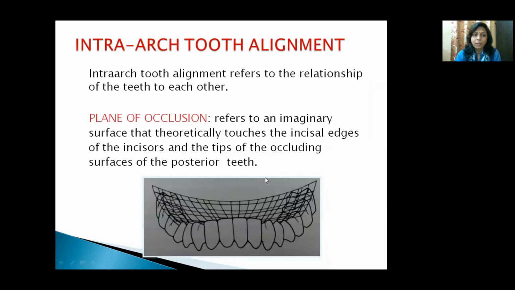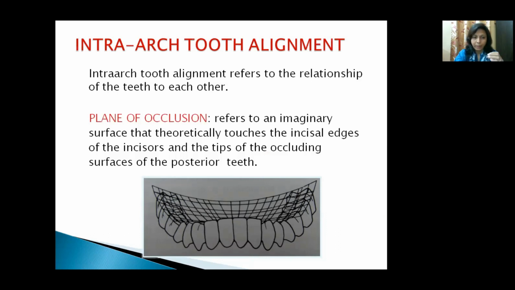Coming to the intra-arch tooth alignment. As we talked about, occlusion is the completeness of all the things: teeth, their inter-arch and intra-arch relation. So first we discuss the intra-arch tooth alignment, how the teeth should be within the arch. Intra-arch tooth alignment refers to the relationship of the teeth to each other. In this, we have various planes of occlusion.